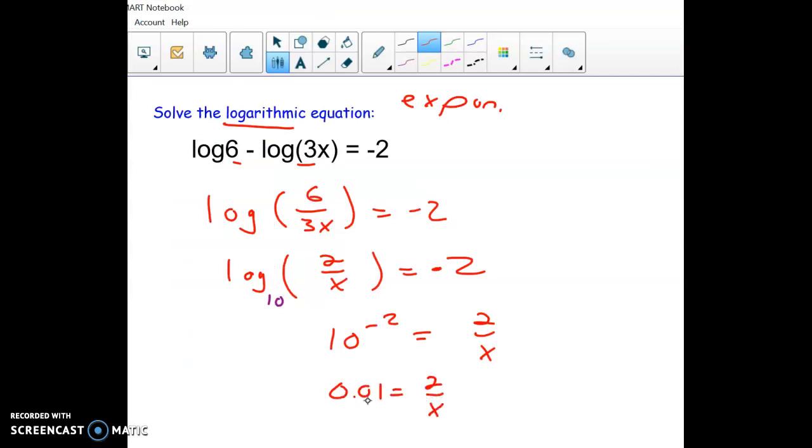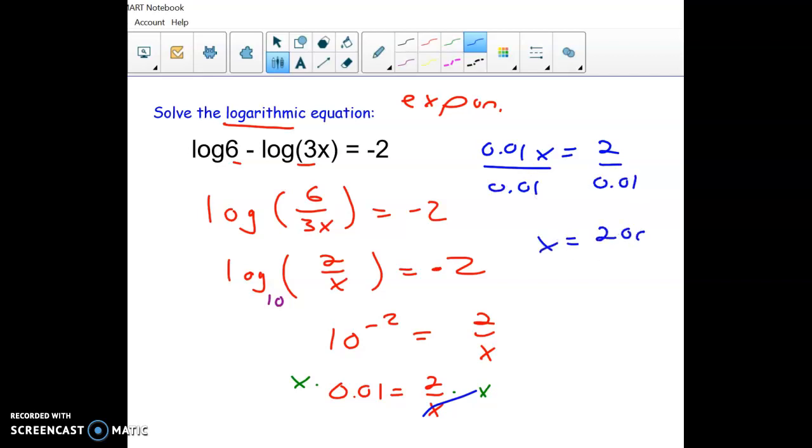Okay, and then to solve this, since x is on the bottom, it's a little weird. But I guess the way I think of it is like times both sides by x. That's a little strange, but it'll cancel out the divide by x here. And so we'll get 0.01 times x on the left equals 2. And then divide by that 0.01. Okay, and I believe that that's going to come out as 200. And again, if you're feeling a little unsure, put it in here and check. But I think the answer should be 200 here.